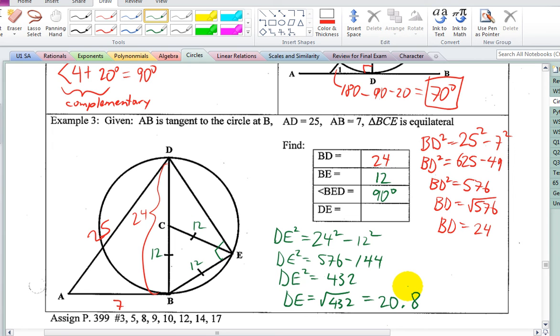Okay, 20.8. So DE is 20.8. Any questions? Thumbs up, you got 20.8.